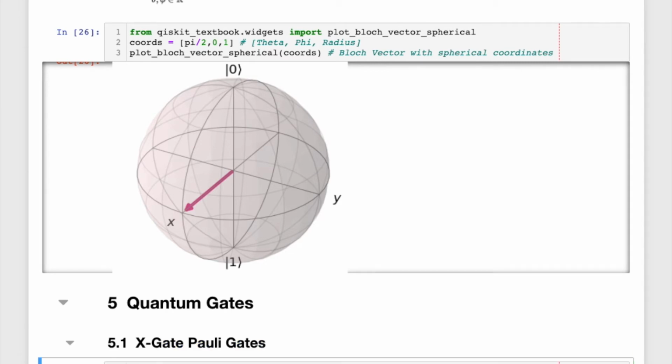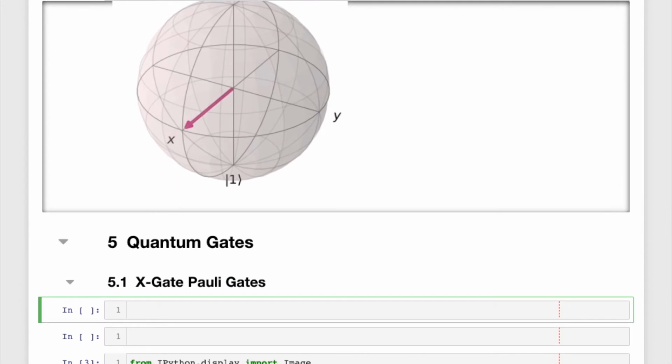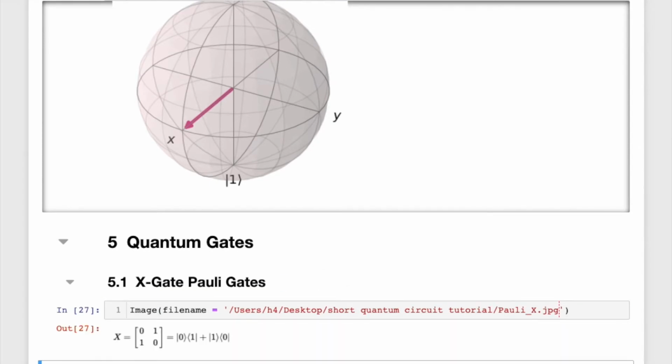X Pauli gate. Basically, you would be revolving, turning this vector around the x gate. Basically, what we do is we multiply with a certain matrix. The mathematics behind it is like that.